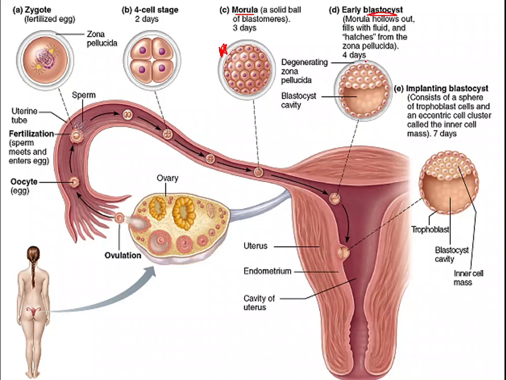Before we have a mature blastocyst, we first have an early blastocyst. This is basically when the morula hollows out, fills with fluid, and then hatches from the zona pellucida. So there are some cells known as the trophoblast cells. They will secrete digestive enzymes to break down the zona pellucida and hatch out the blastocyst for implantation into the endometrial lining.